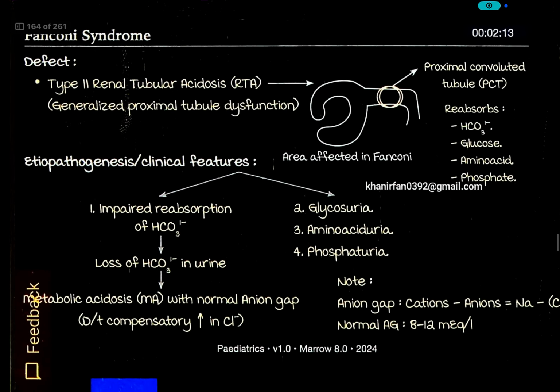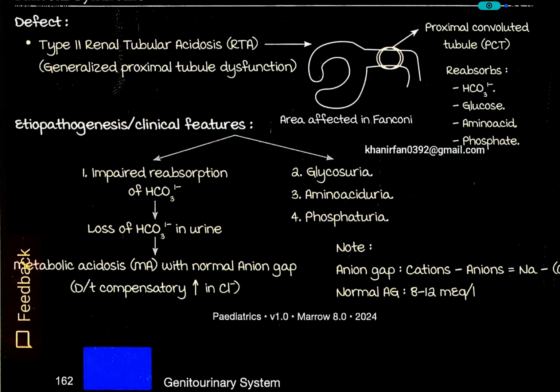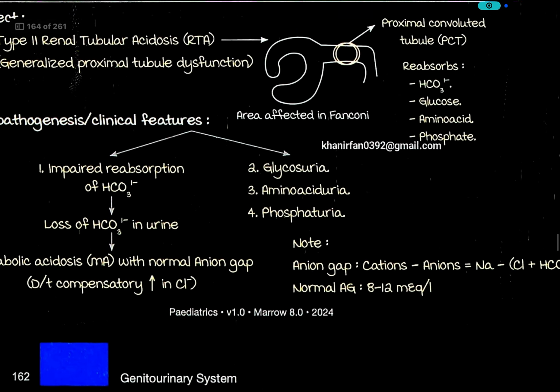Fanconi syndrome. Defect: type 2 renal tubular acidosis. Generalized proximal tubule dysfunction. The proximal convoluted tubule reabsorbs bicarb, glucose, amino acids, and phosphate. Etiopathogenesis and clinical features: impaired reabsorption of bicarb and loss of bicarb in urine, metabolic acidosis with normal anion gap due to compensatory increase in chloride ions. Second is glycosuria, aminoaciduria, phosphaturia.